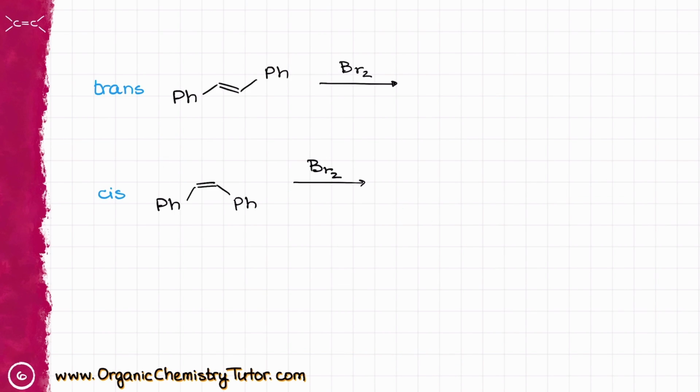For instance, here is a classic example of cis and trans stilbene being brominated. In the first case, I'm going to make a product which looks like this, where I still have my phenyl groups and one bromine is looking at me while another bromine is looking away from me. That is going to be a meso compound. So that is an achiral molecule.